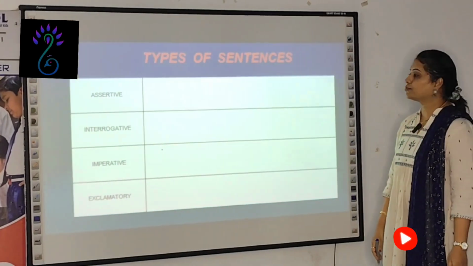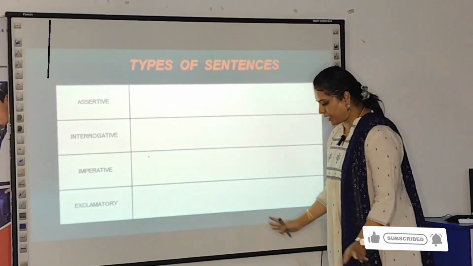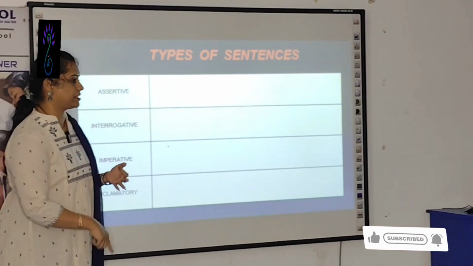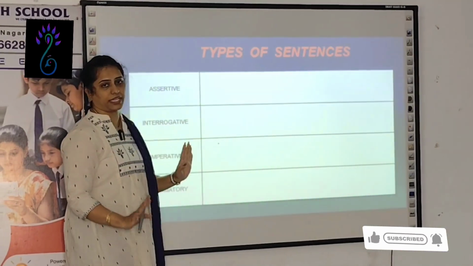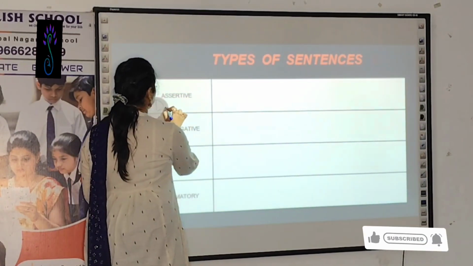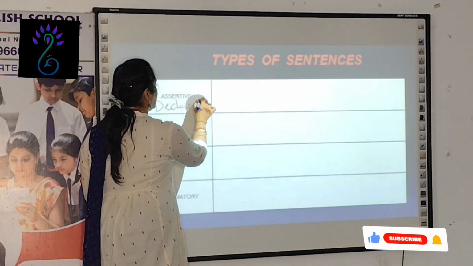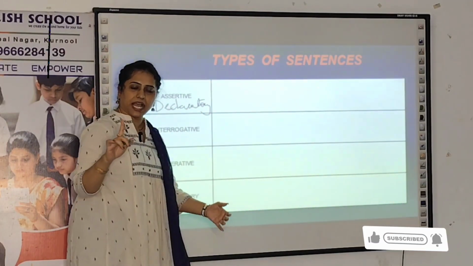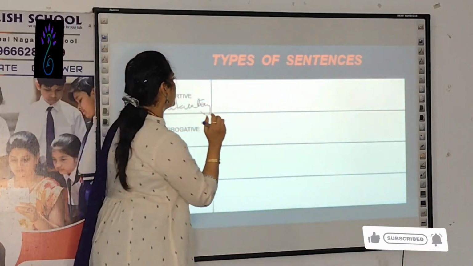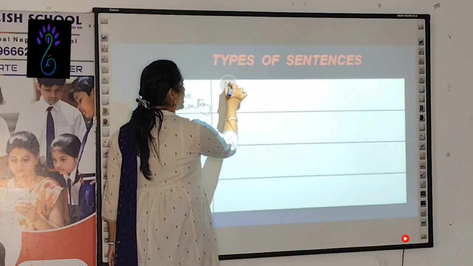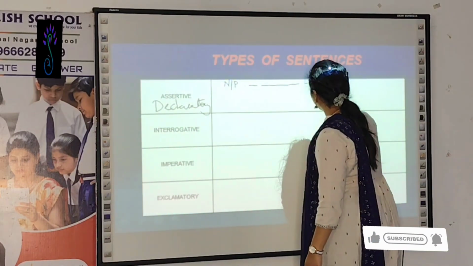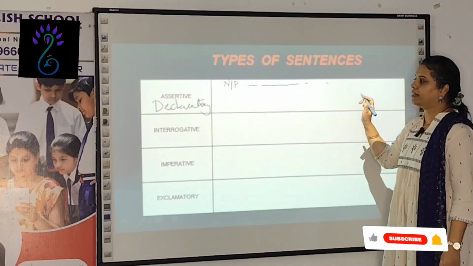Next, coming to types of sentences. While I was explaining negations and question sentences, I explained assertive and interrogative. I'll explain again. An assertive or declarative sentence, or a statement, is a sentence which starts either with a noun or pronoun and ends with a full stop. This is assertive or declarative.